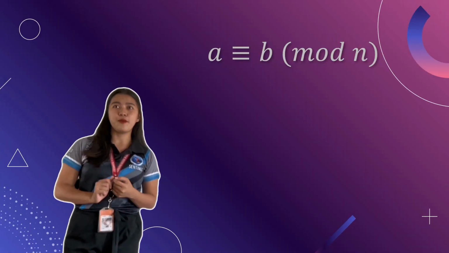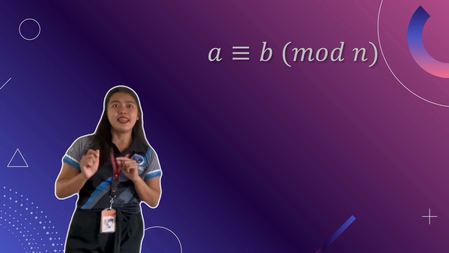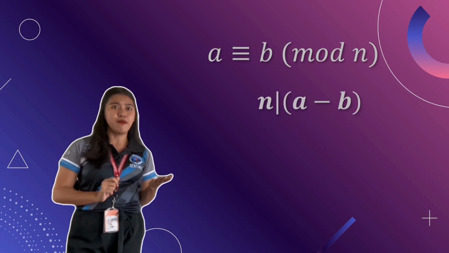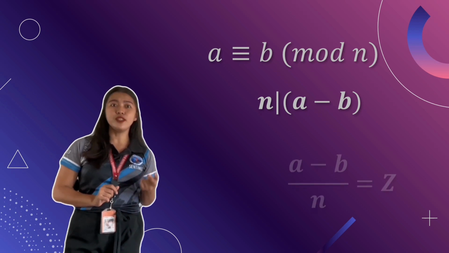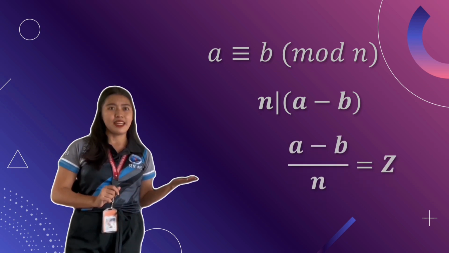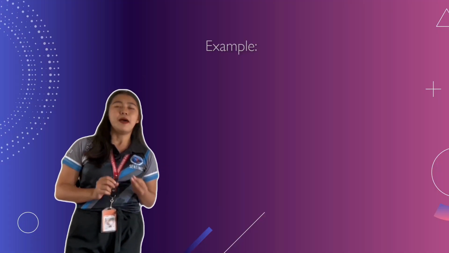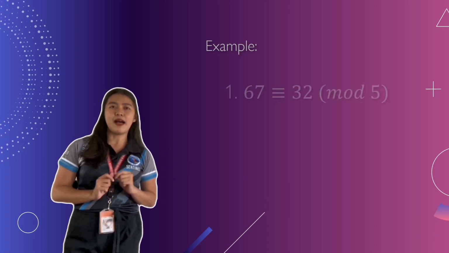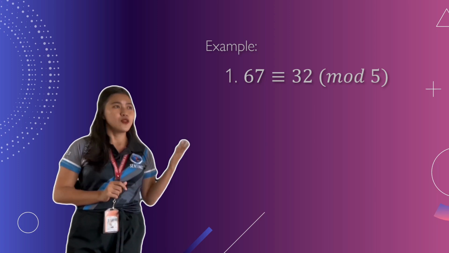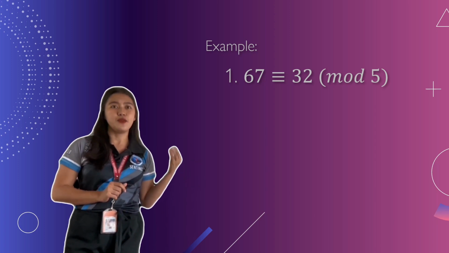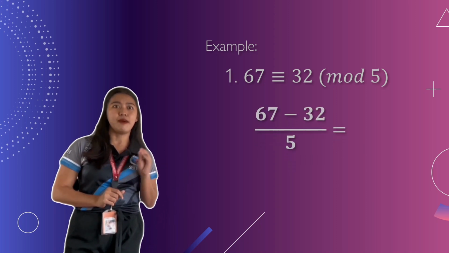So there is an easier property that we can use to verify if A is congruent to B modulo n. That is, A is congruent to B modulo n if n divides A minus B. Or, the result of A minus B divided by n is an integer. So for example, let's use the previous examples Miss Cyrene used. First example, 67 is congruent to 32 modulo 5. So 67 serves as A, 32 is B, and 5 is the n. So 67 minus 32, divided by 5.